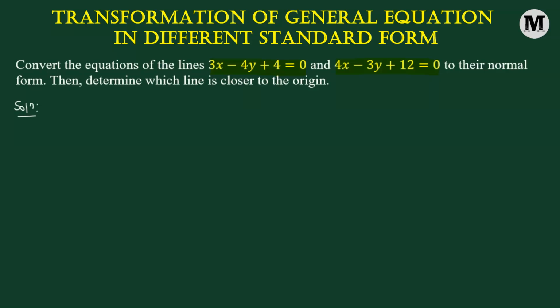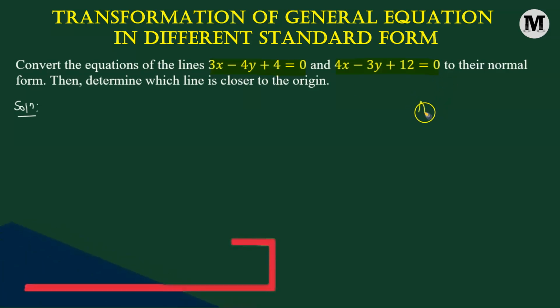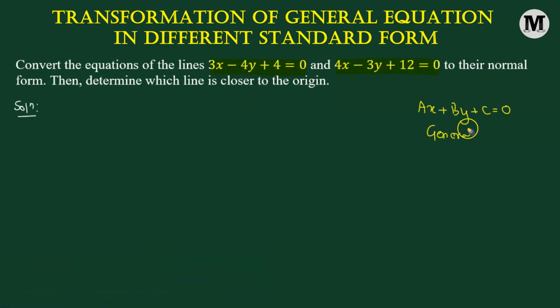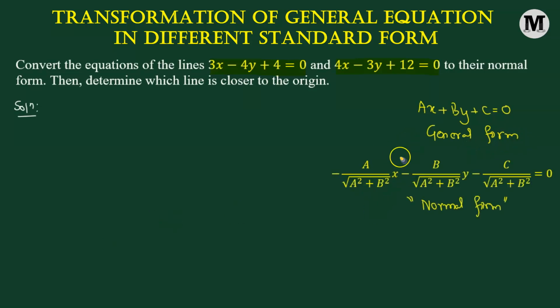Let's begin by considering a general form of a line, which is ax plus by plus c equals 0. There is a way to transform it to the normal form. We have this particular format which converts the general form to the normal form. Now coming to our problem, we start with the first equation.